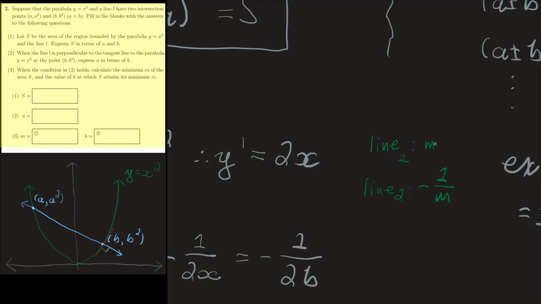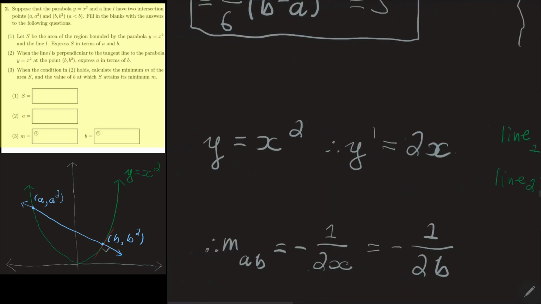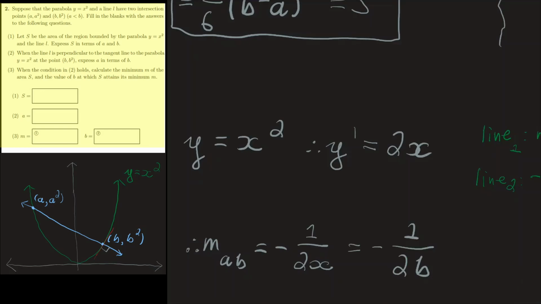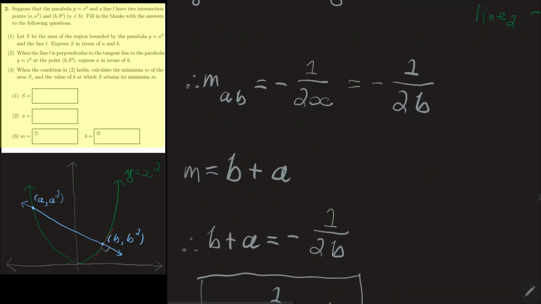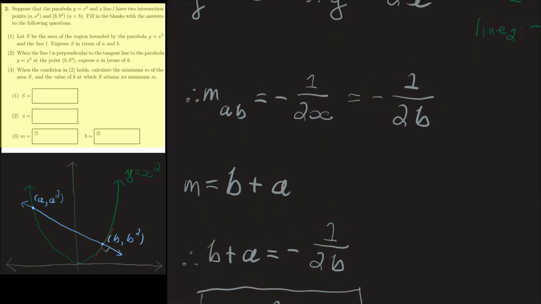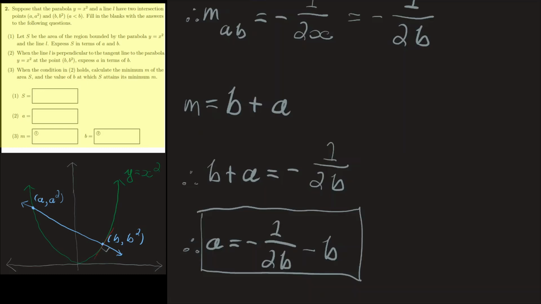So if you have a line with slope, say m, then a line perpendicular to that one will have a slope of negative 1 over m. So that means that the slope of our line is negative 1 over 2x, which is negative 1 over 2b at point b. However, we also know that the slope of the line is b plus a, right? We found that earlier when we were solving the first part of the question. So that means that we can make these two expressions equal to each other. So b plus a equals negative 1 over 2b. And then if we just solve this for a, we see that a equals negative 1 over 2b minus b, and that is the answer to this second part of the question.